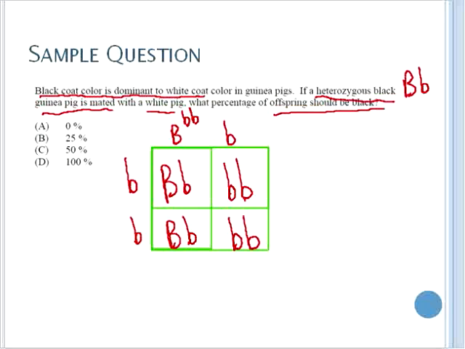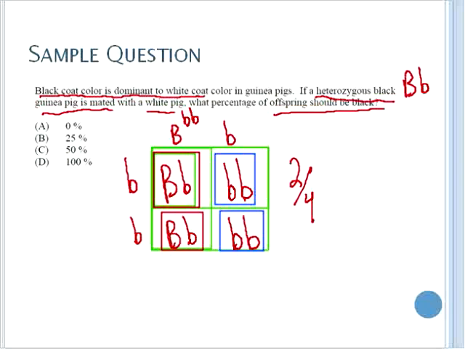The question asks what percentage should be black. The following individuals are indeed black colored. Here, and this individual is black. The following individuals are white. 1, 2. 2 of the 4 are black, therefore 50%. The correct answer is C, 50%.